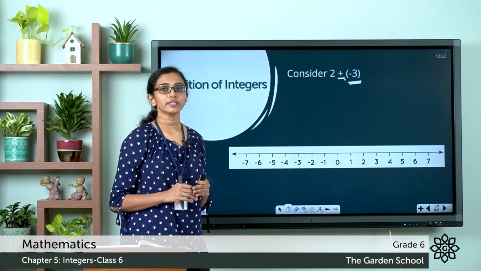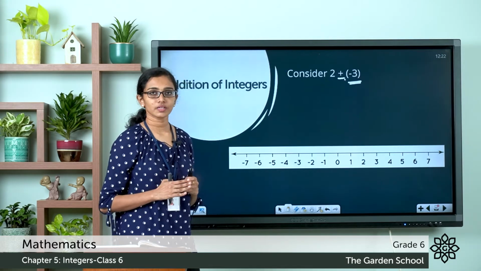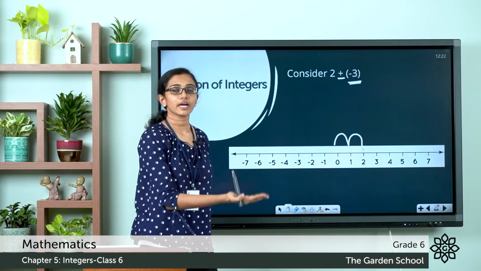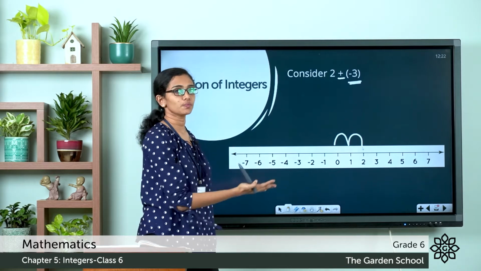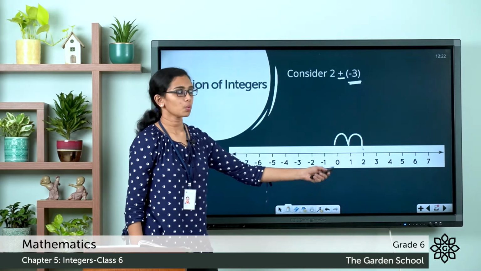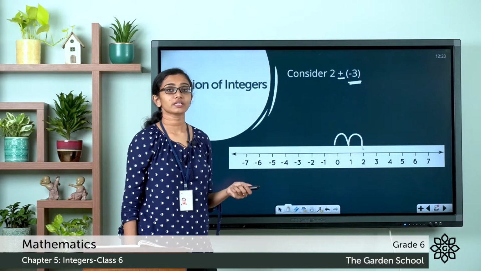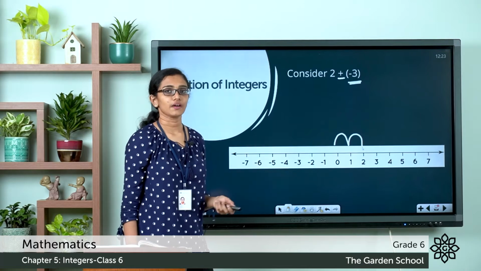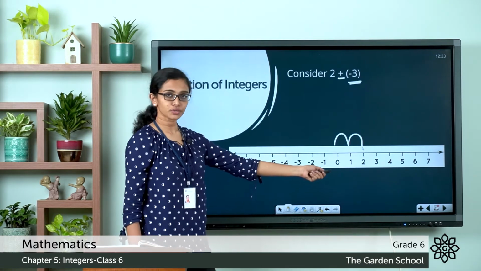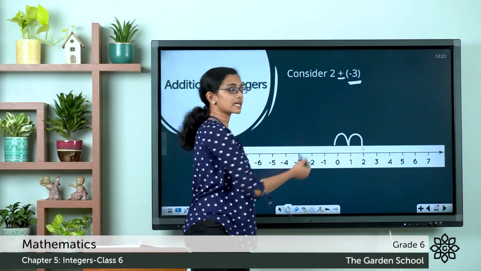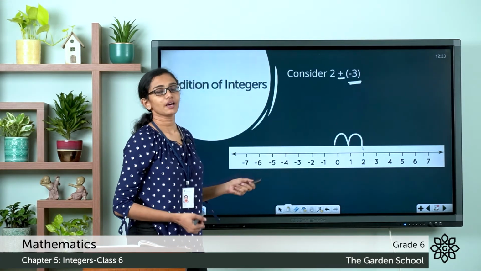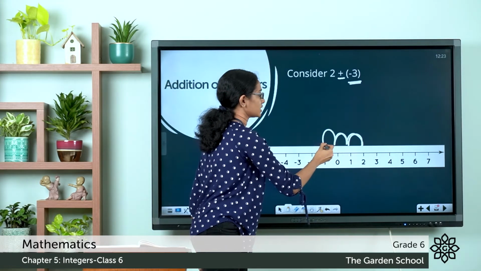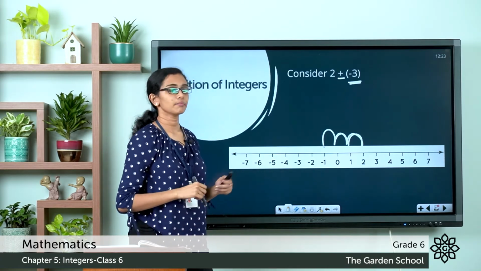First we have to reach the point 2, and 2 is the positive integer here. So from 0, we are moving 2 steps forward or 2 steps to the right to reach the positive integer 2. Now to this positive integer 2, we need to add minus 3. So when it says minus 3, it is a negative integer, which means you have to move towards the left or you have to move backward. So from 2, you need to go 3 steps backward or 3 steps towards the left on the number line. So it is going to be 1, 2, 3. See, you reach the point minus 1.